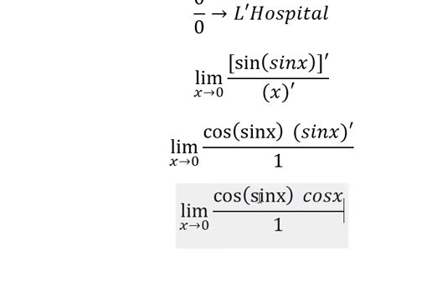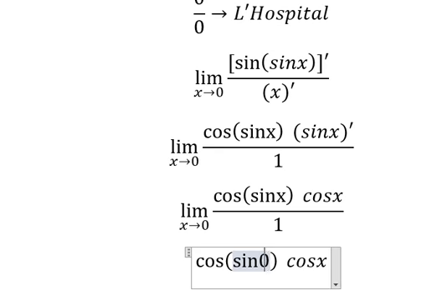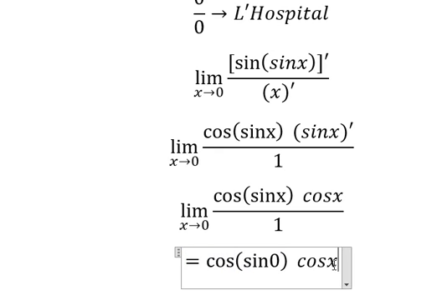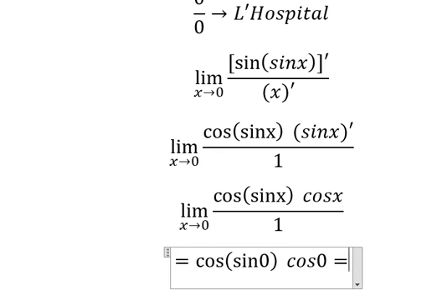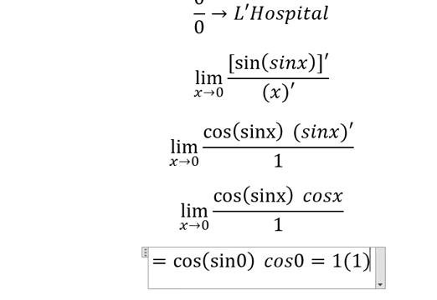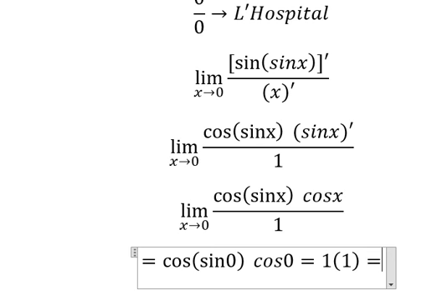Later we put 0 here and here. This one you get 0. Cosine of 0 you get 1, similar for this one. And then you get 1.